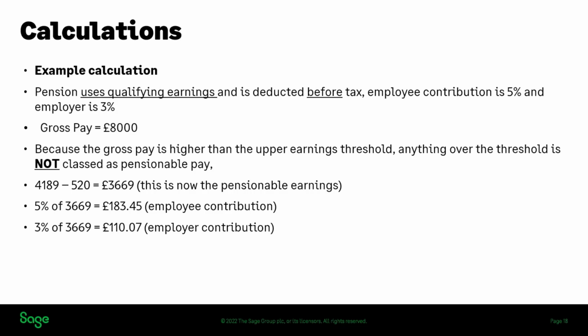So what you need to do now is instead of the £8,000, you need to go ahead, because that's above the upper earnings. So you need to take that upper earnings amount and deduct the 520, which is the lower earnings amount. So this is a monthly example. So it's the upper earnings minus the lower earnings to get you the difference between the two. And that's now your pensionable pay. So in essence, anyone who uses qualifying earnings has a maximum pensionable pay of £3,669 based on the current thresholds. And again, all you need to do then is take the 5% and 3% of the pensionable earnings. So the additional step is finding out what the pensionable earnings are.